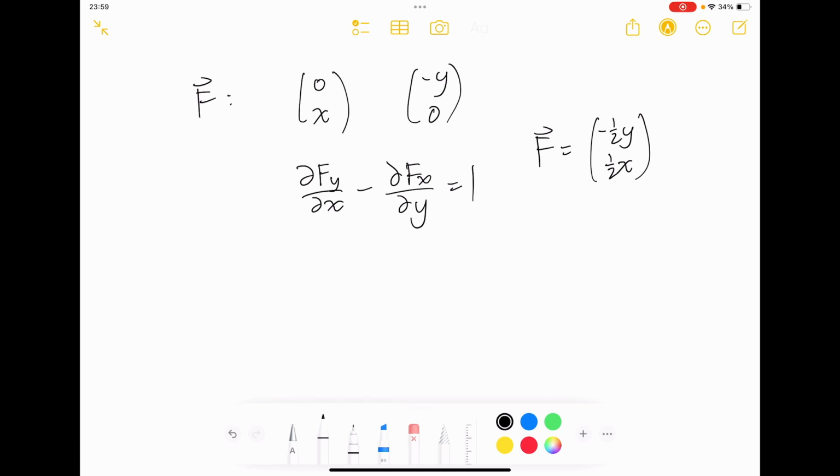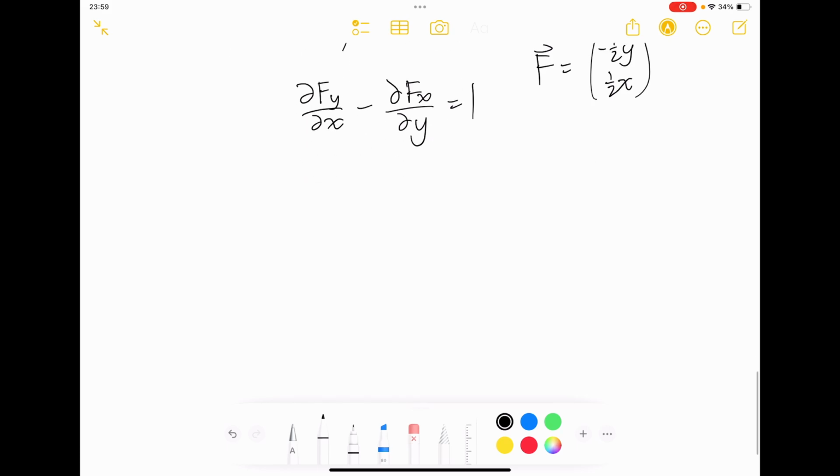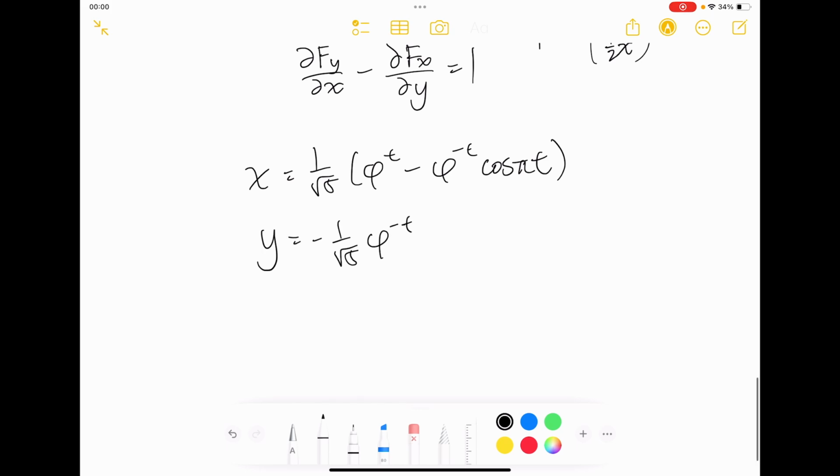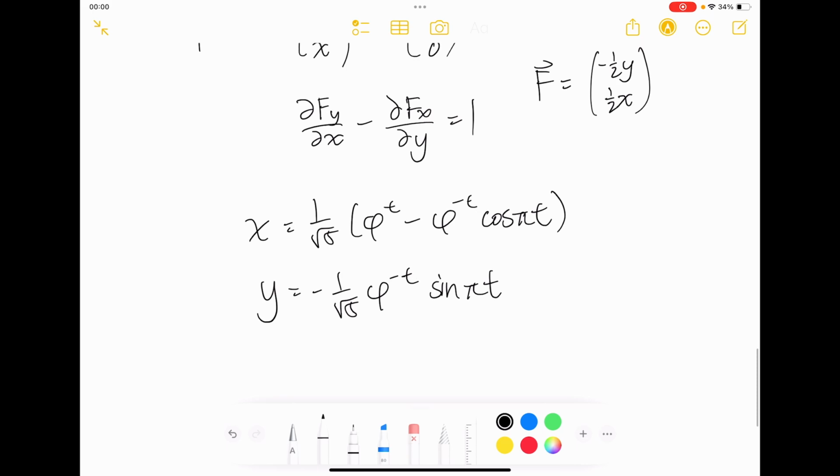Let me just find what x and y are. There we go, found it. So x was 1 over root 5 times phi to the t minus phi to the minus t, cosine pi t. And y was negative 1 over root 5 times phi to the minus t, sine of pi t. There we go. I'm not going to plug them in. Plug them in your brain, right?